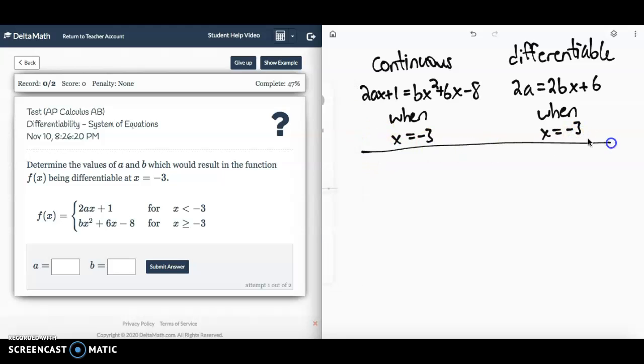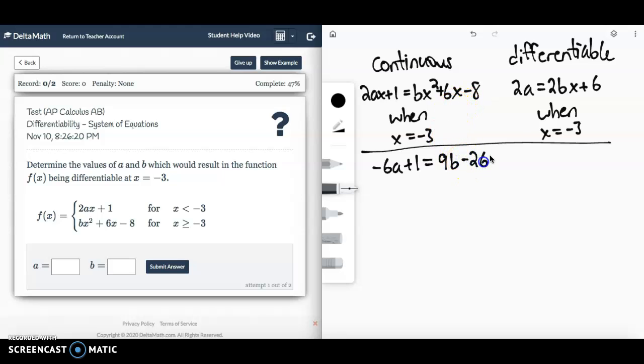Let's do it. So plug in negative 3, and I would get negative 6a plus 1 would equal 9b. Let's see, 6 times negative 3 is negative 18 minus 8 more would be negative 26. All right, so that equation would have to be true, and then this one would also have to be true.